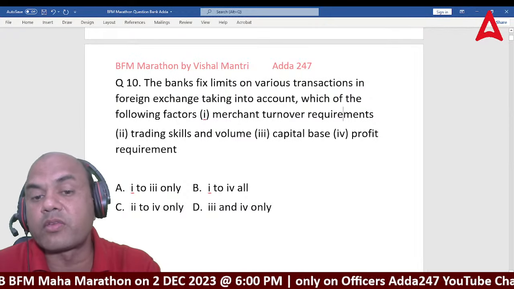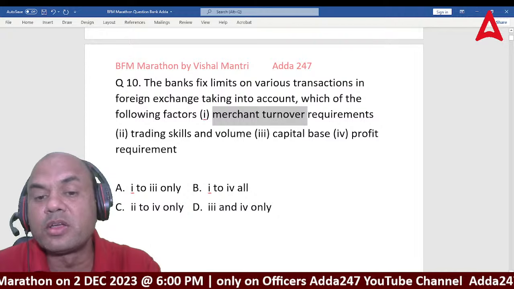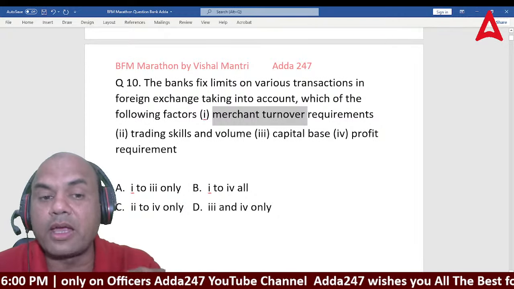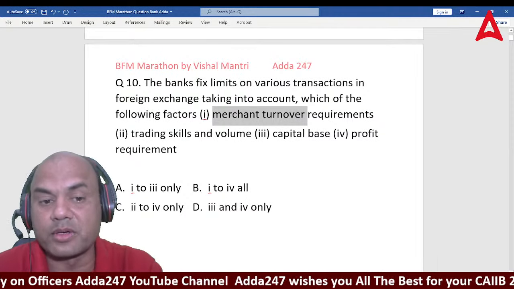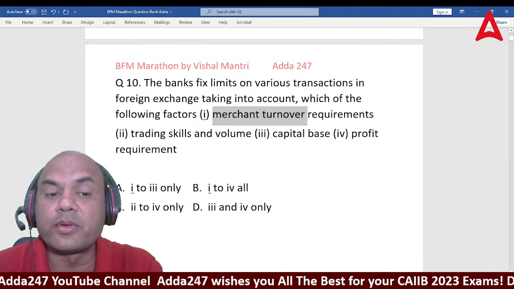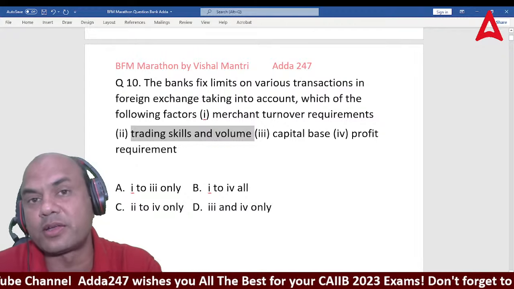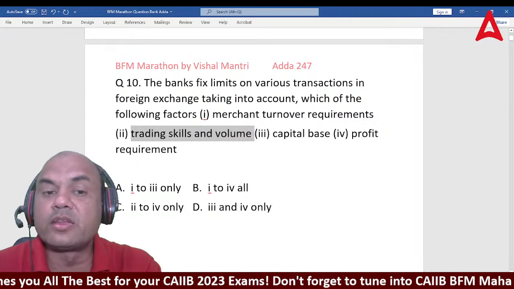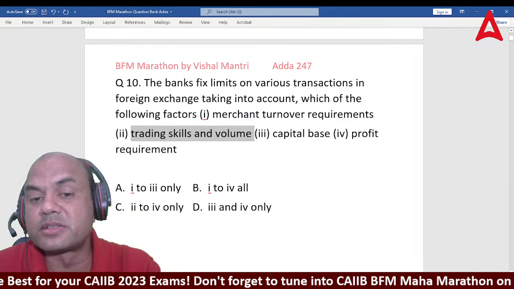Merchant turnover requirement. Turnover requirement means what should be the turnover. Turnover means how much should I buy and how much should I sell. That is turnover. Trading skills: if a more experienced person is working there, he'll have different limits, whereas a newcomer will have different limits.